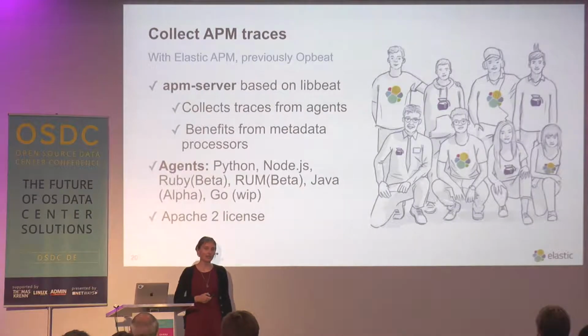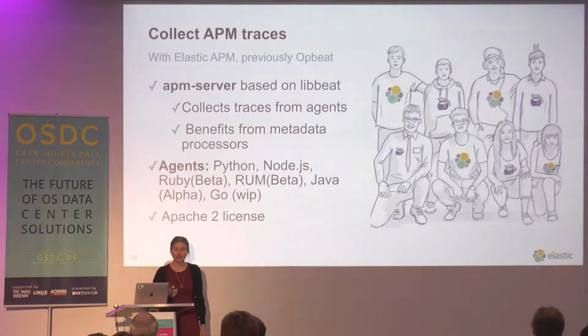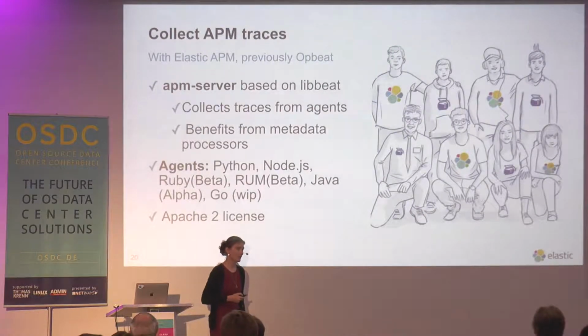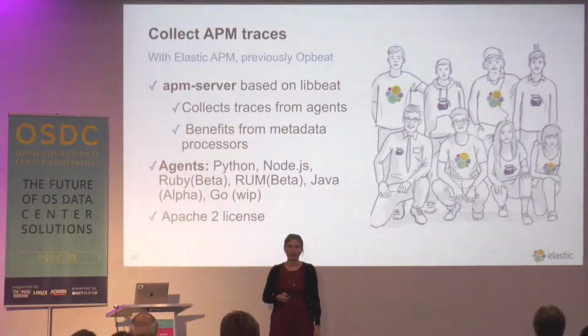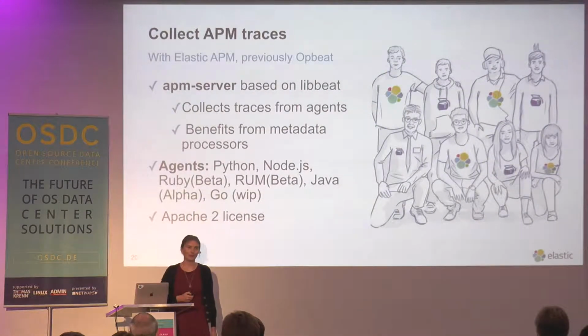They have a few agents: Python, Node.js, Ruby, RUM, Java, which has an alpha version, and we are working on a Go version. And the most important thing for most of you is that it's under the Apache 2 license.